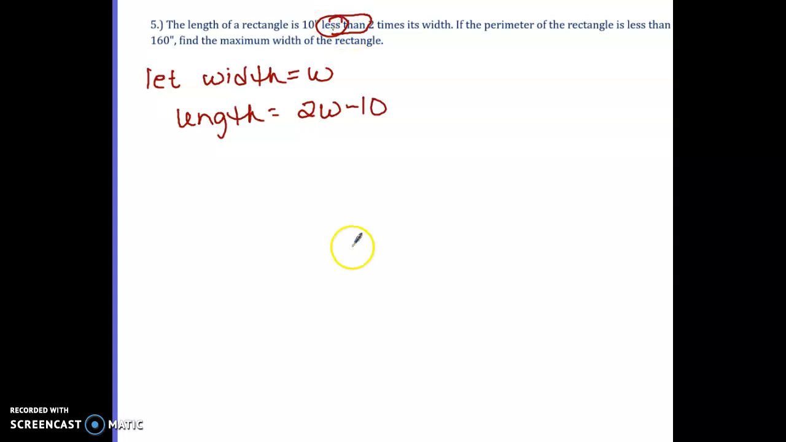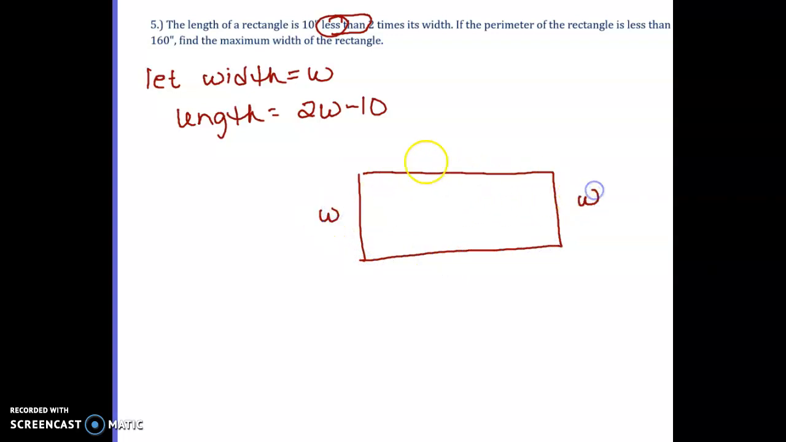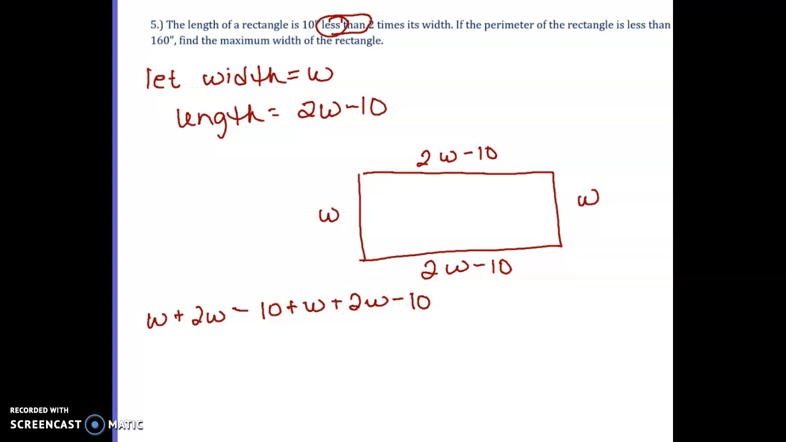If the perimeter, okay, let's draw a picture. The perimeter of a rectangle is less than 160 inches. So if these sides represent the width and the sides here represent the length, the perimeter is going to be 2 times the length plus 2 times the width, or we can just add up all the sides. And that's going to be less than 160.